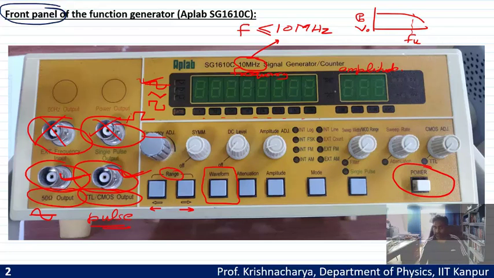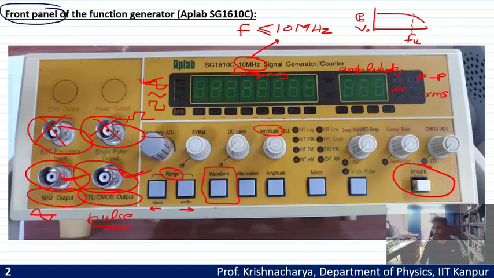Here you will be reading the amplitude, and this is the knob for the amplitude. Amplitude can be read in different forms. The unit will be either volt or millivolt; either of these two LEDs will be on. And the amplitude will be read either in peak to peak or in RMS.